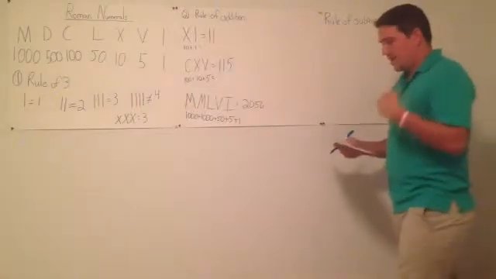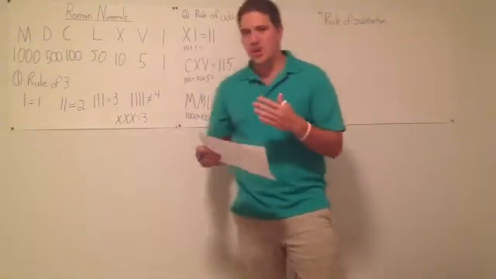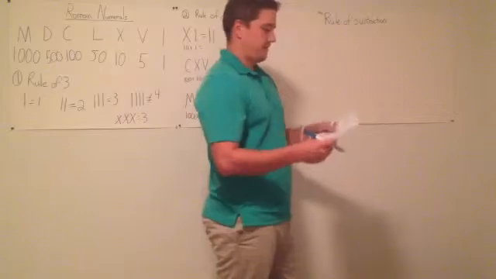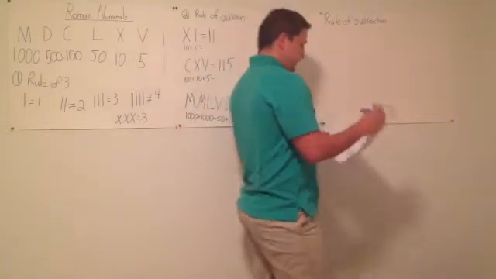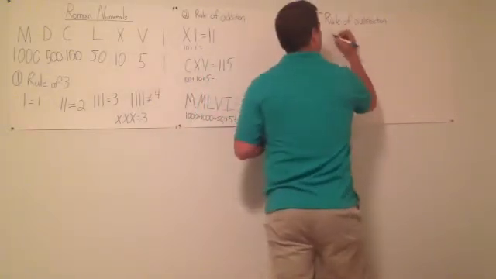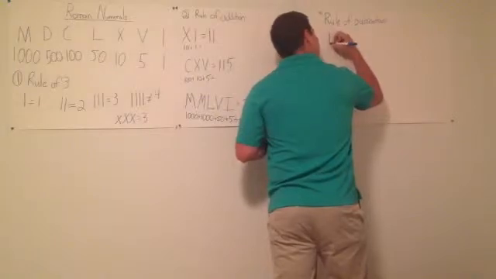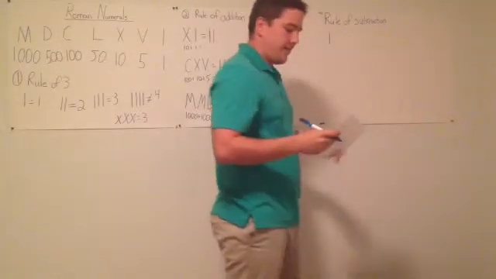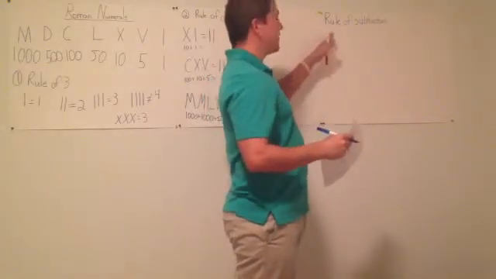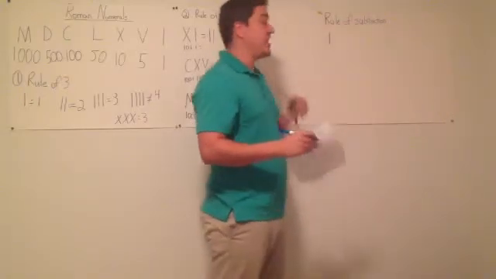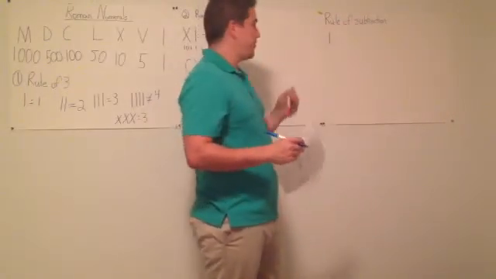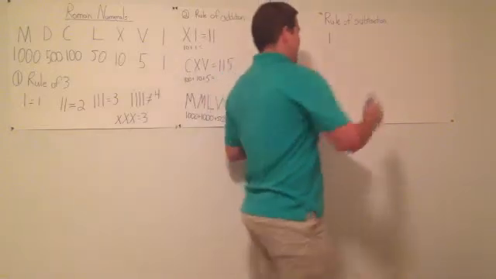So, in the rule of subtraction, it's when you have a number that comes in first. Let's say we have an I. And then the number that comes after is greater than the number that came first. Let's say we had V.